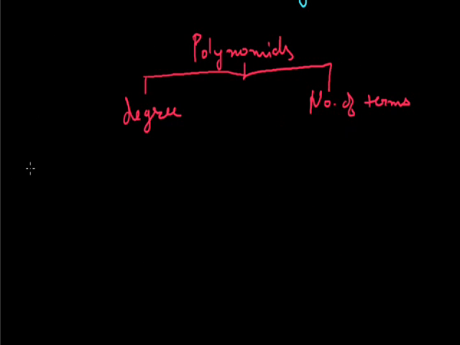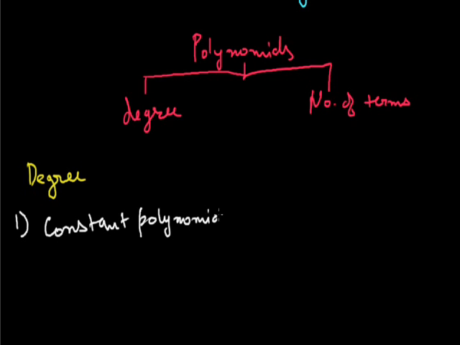First, on the basis of degree. On the basis of degree, the first polynomial is the constant polynomial. In a constant polynomial, the degree of the polynomial is 0. That is, if we are given a polynomial f(x) = 4, then it is a constant polynomial since the degree of this polynomial is 0.